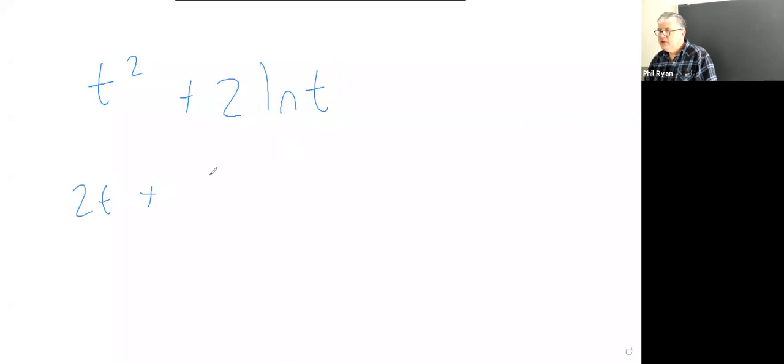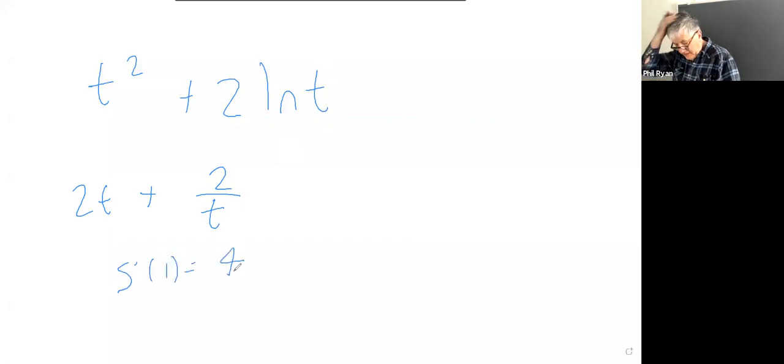We had a function t squared plus 2 ln of t. What is s prime of 1? So the derivative of t squared was 2t. Derivative of 2 ln of t is 2 on t. So the derivative was 4.